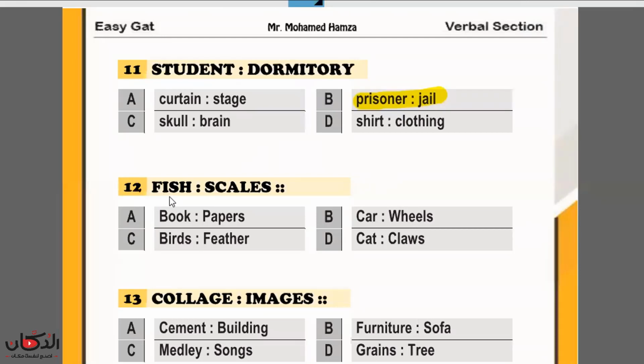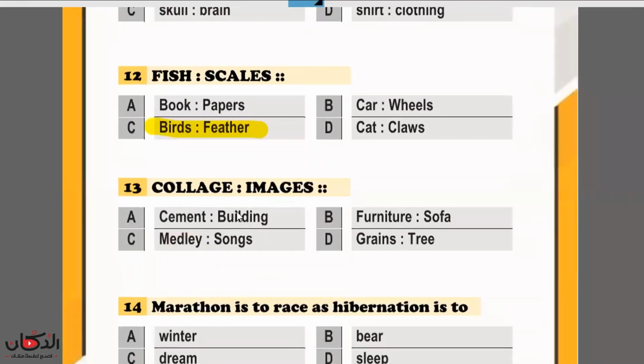12. C. Fashion skills. C. That's so easy. As I told you, there are some easy questions. Yeah, you are right. Collage and images. So if you have many images, you can put them in a group, which is called a collage.